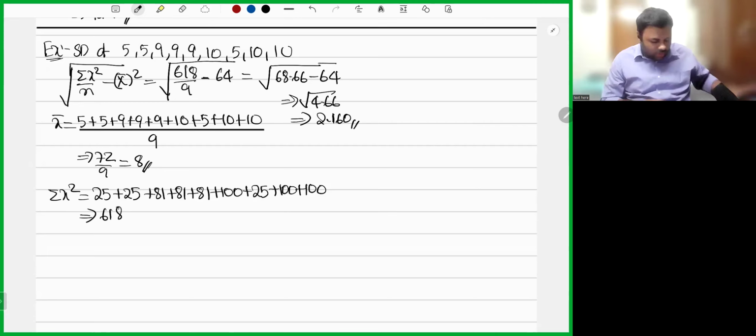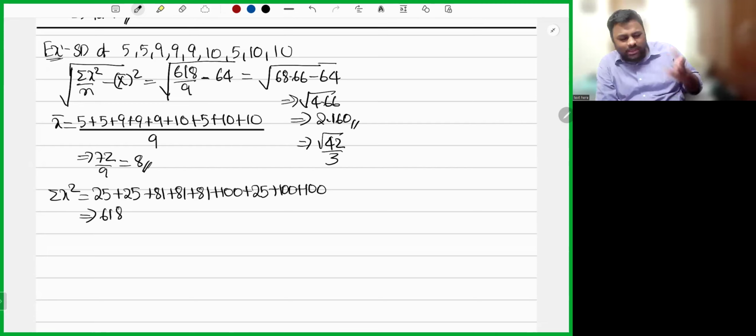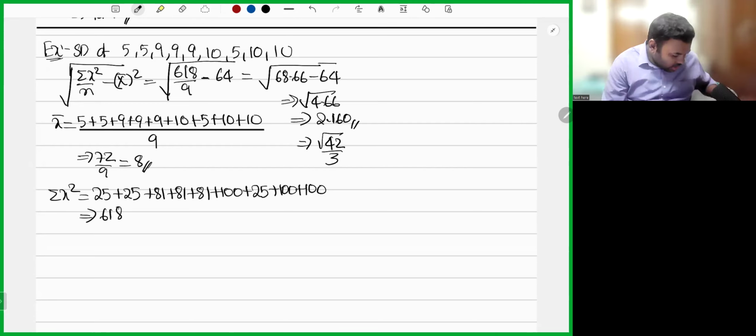2.160. No options what he gave? He gave in options root of 42 by 3. Array 2.160 and root of 42 by 3 both are same. There's no change. Okay. Don't ask again, sir. Option not matching? No, it will match. Okay. So I hope it's clear using the second one.